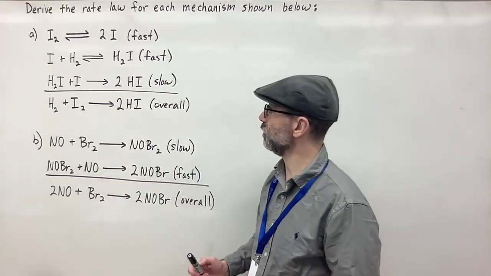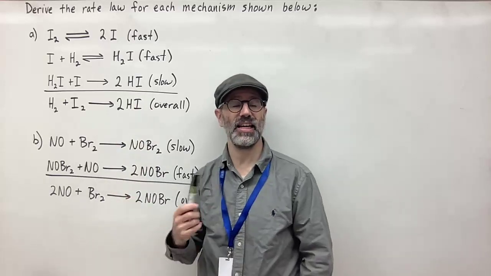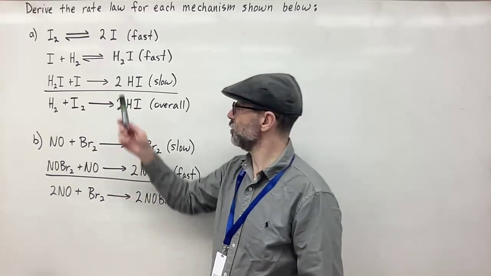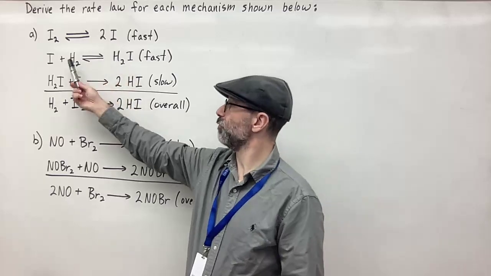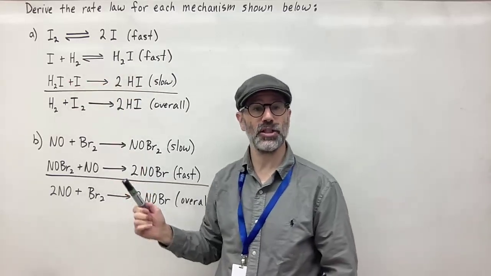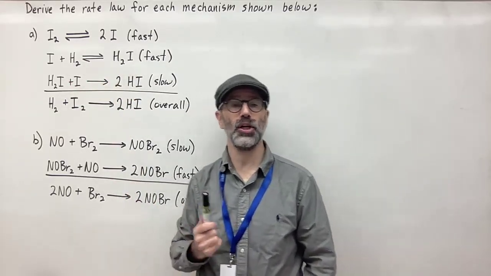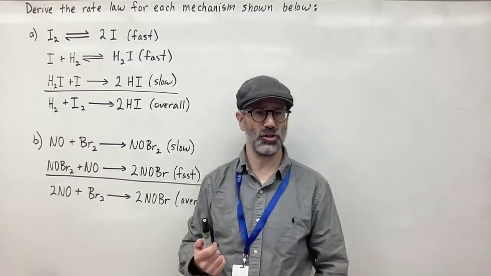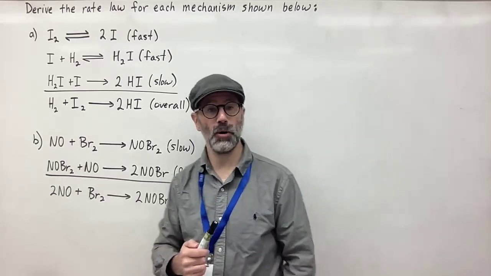Now, the important thing to remember is that because these two steps are fast and reversible, they are going to be in equilibrium. So the rates of the forward and backward reactions are going to be equal to each other. That's going to be important because we're going to use that to help us do some substitution to get the rate law that we're looking for.